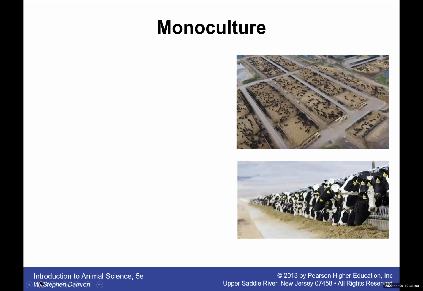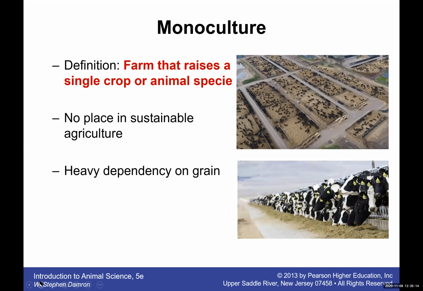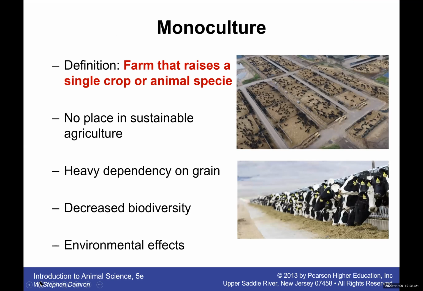Right. So then there's this other concept about a monoculture. A monoculture is a farm that raises a single crop or a single animal species. It's generally thought that there's no place for a monoculture in sustainable agriculture. This is because they are heavily dependent on grain, and they end up decreasing biodiversity in these areas and negatively affecting the environment. On the top right, this is a finishing beef operation.